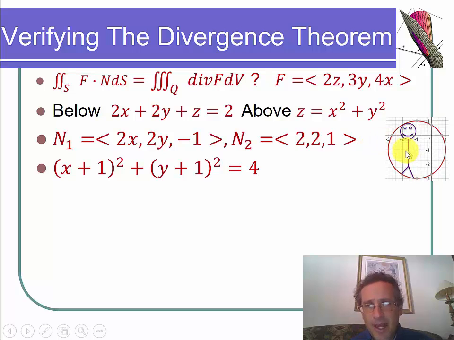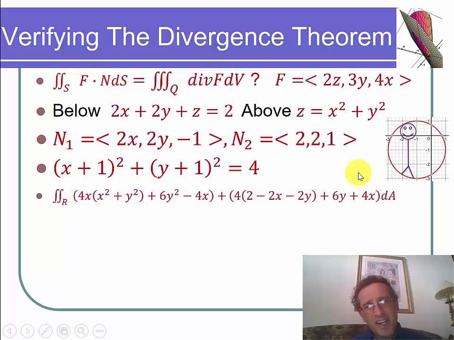The farthest the little man can get to the left is -3, and the farthest the little man can get to the right is +1. So that's going to help us find our bounds. But we also need to find the f dot n dS piece. So let's do that. Let's start with n1.